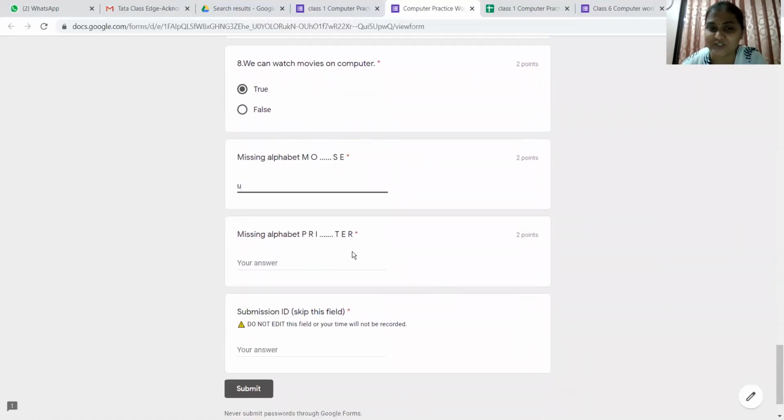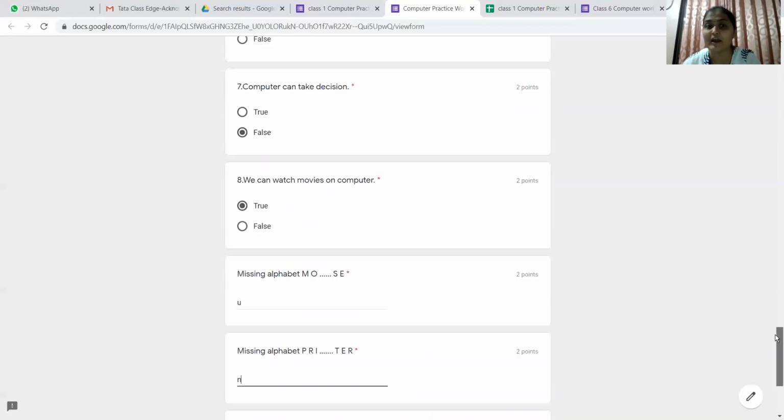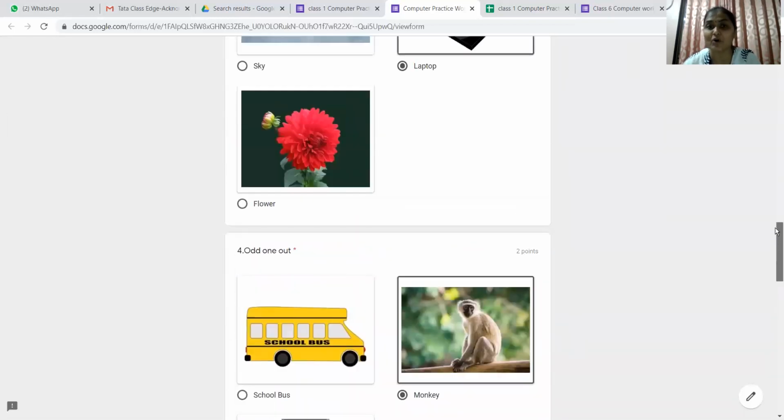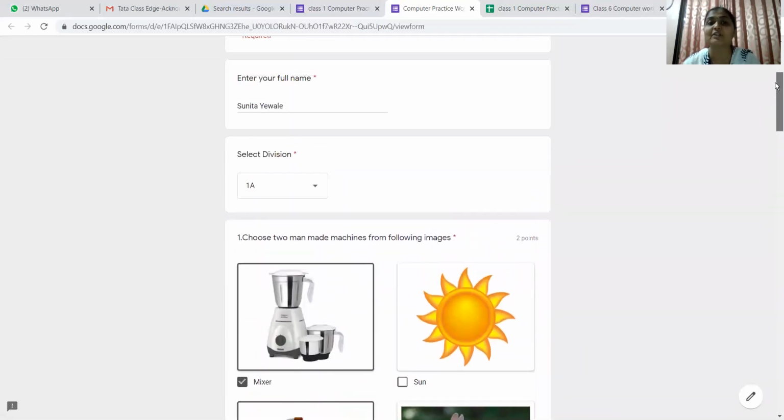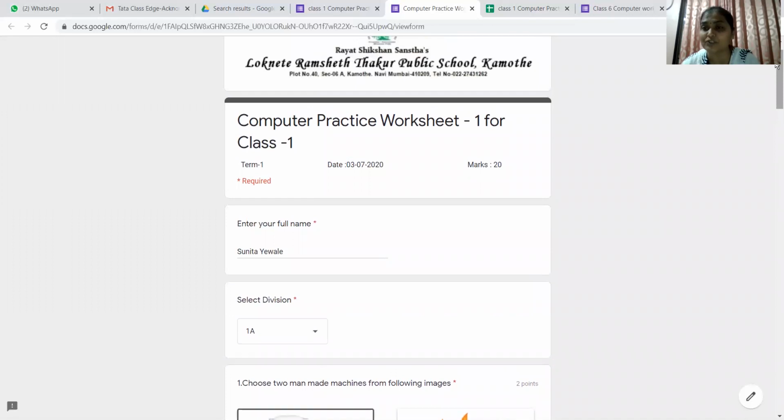And the last question, missing alphabet. P, R, I, dash, T, E, R. Printer. So P, R, I, N. So we'll type N. And let's check it once again, whether we have attempted all the questions or not. In the exam also, before submitting, make sure that you have attempted all the questions.